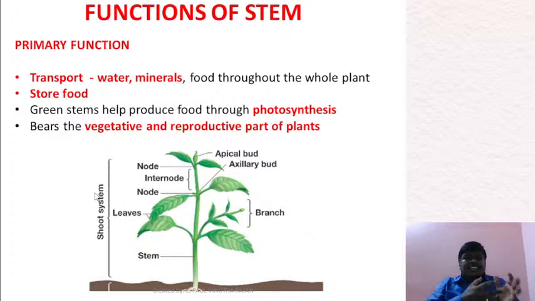And also the stem has a vegetative part as well as a reproductive part. What is the vegetative part? The vegetative parts are the leaves, the fruits, the bud. These are all vegetative parts. Whereas the reproductive parts are the flowers, because I told you already, the flowers are the reproductive part of a plant. This is about the primary functions of the stem.